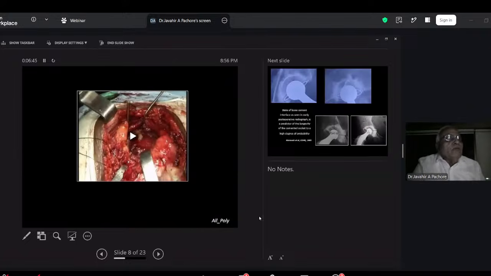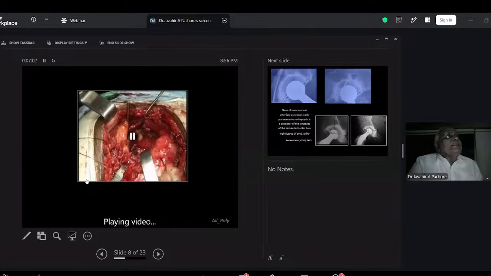So this is a very short video. You can see the 360-degree exposure. That is very, very important. You have to have at least 3 to 4 retractors all around, and that is the exposure you require. That is the first transverse reaming. You do it.